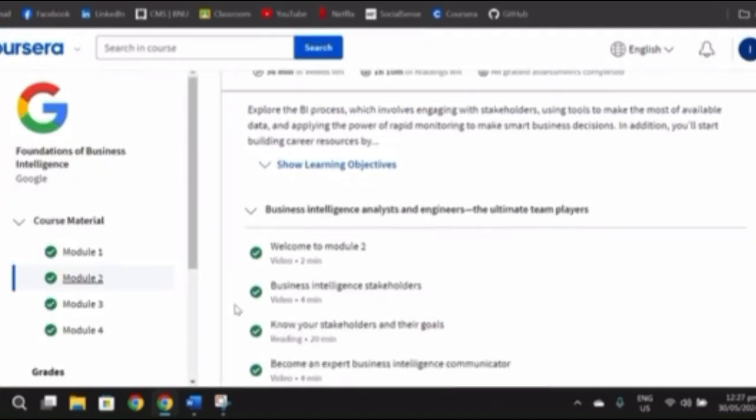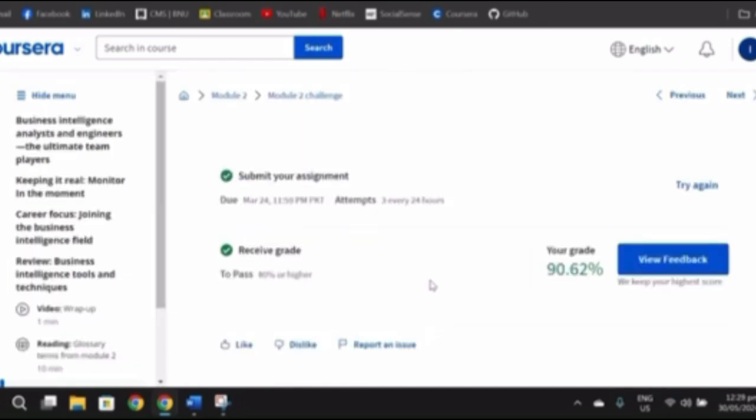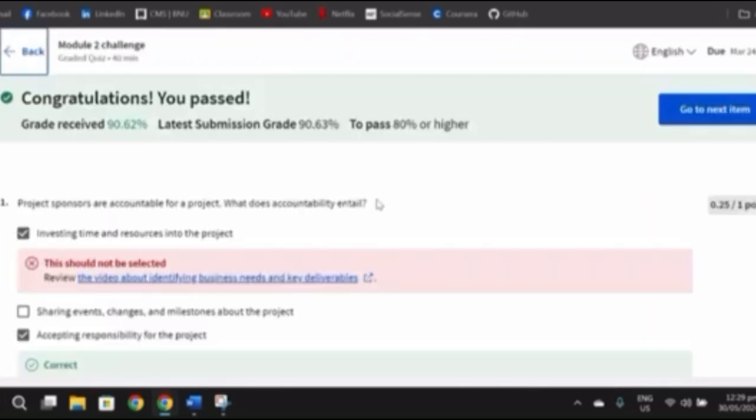So in module 2, we began by understanding the different types of BI stakeholders. These stakeholders can include executive managers, data scientists, IT professionals, and end users. Identifying the particular goals and requirements of each stakeholder is crucial. For example, executives may focus on high-level insights for strategic decision making, while managers might need detailed reports for operational improvement. Now we'll take a look at the quiz of module 2.